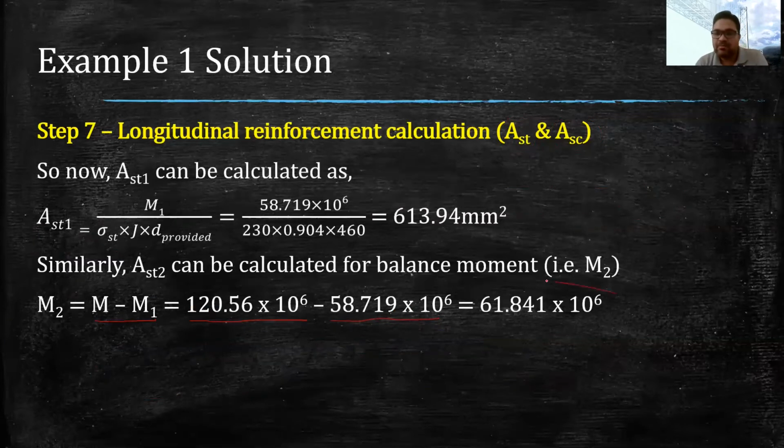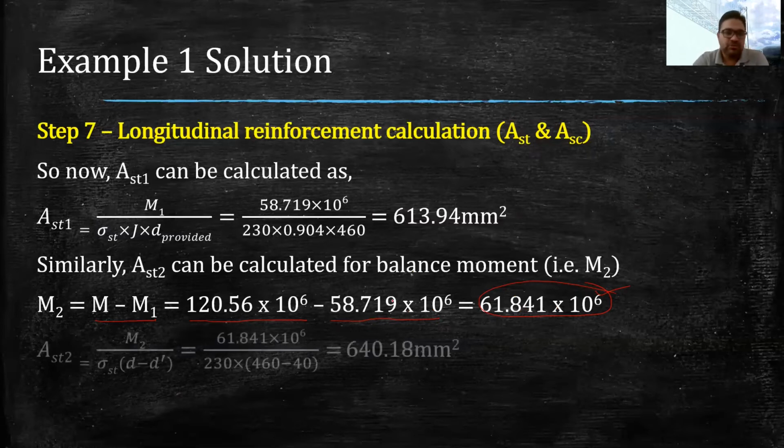So the remaining moment will be 61.841. For this moment, we are supposed to find out the area of steel AST2. So the AST2 relation will be used. I have already explained this formula earlier.